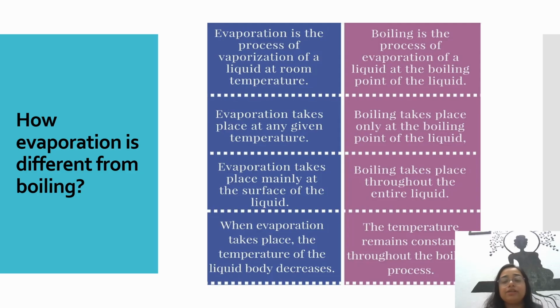Another significant difference between evaporation and boiling is that evaporation mainly takes place from the surface of the liquid, that means from the top of the liquid. It is not a bulk phenomenon. Whereas in boiling, if we boil water in some bowl, the entire water starts to boil, so a bulk phenomenon is taking place. Boiling does not take place only from the top surface. So this is a very distinct difference between evaporation and boiling: evaporation is a surface phenomenon, whereas boiling is a bulk phenomenon.